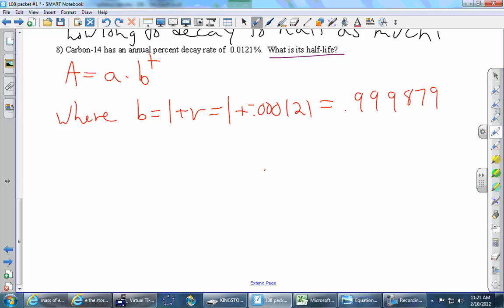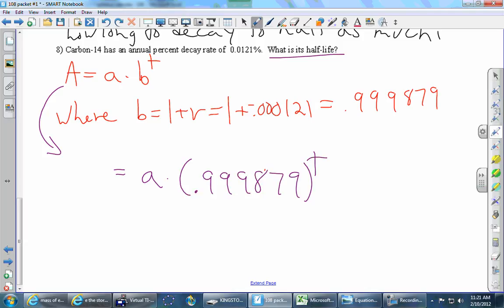Okay, so I know I get to use this formula right here. I know that whatever I start with, A, I know that B is that crazy number, 0.999879, and T is part of the formula. Everybody see that formula from the top? All right, what are we after? What's the question asking us for? Is the half-life, which is what letter? What letter is half-life?